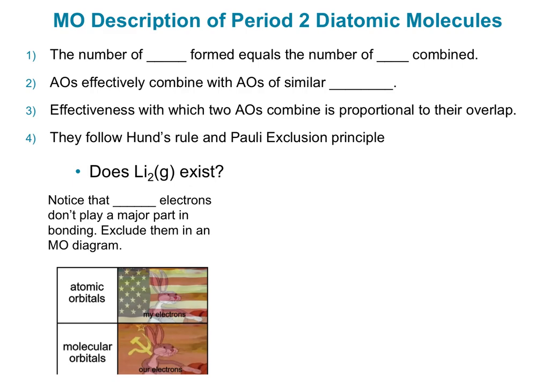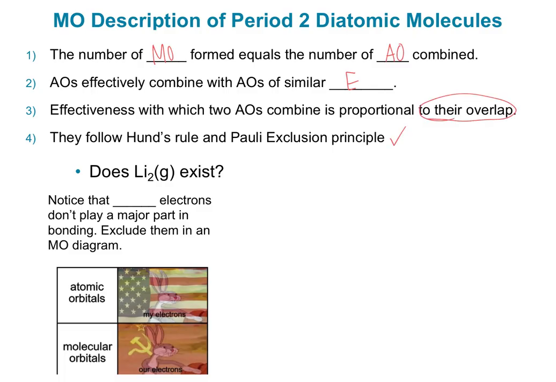So now let's move to the next period, period 2, a row below what we've just done with hydrogen and helium. Just like before, the number of molecular orbitals that are formed is equal to the number of atomic orbitals that we start with. They combine effectively with other atomic orbitals that have a similar energy level, and how well they combine is related to their overlap, how much overlap there is.